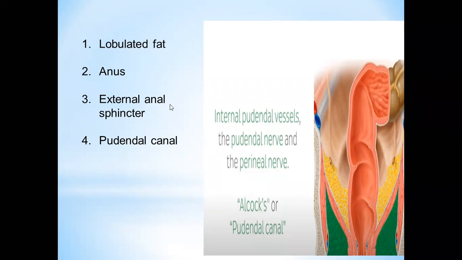Now, previously we discussed that there was an external urethral sphincter. If I ask you what is the anatomical location of the external anal sphincter, it is located inside the ischiorectal fossa, or it is the content of the ischiorectal fossa. So if someone says pudendal canal, you need to understand that they are talking about internal pudendal vessels, the pudendal nerve, and the perineal nerve. So everything is related to the pudendal nerve, internal pudendal artery, internal pudendal vein, and the perineal nerve. Another name for this pudendal canal is Alcock's canal.